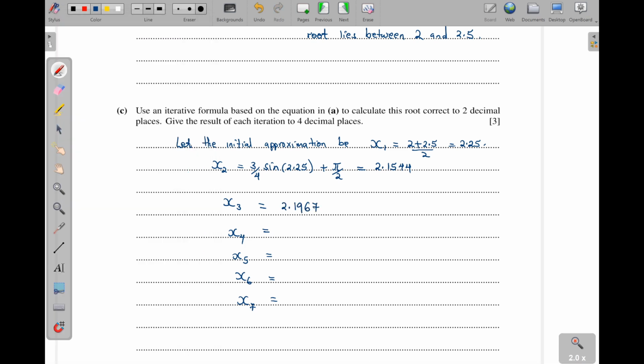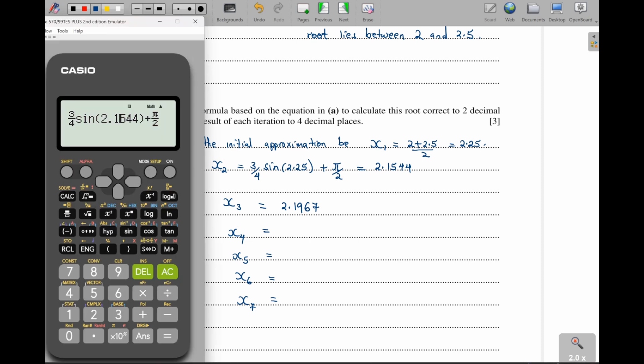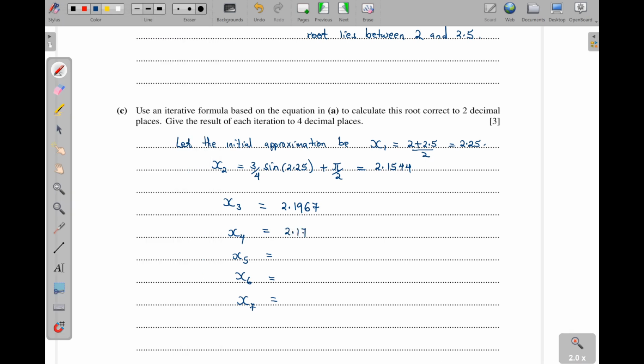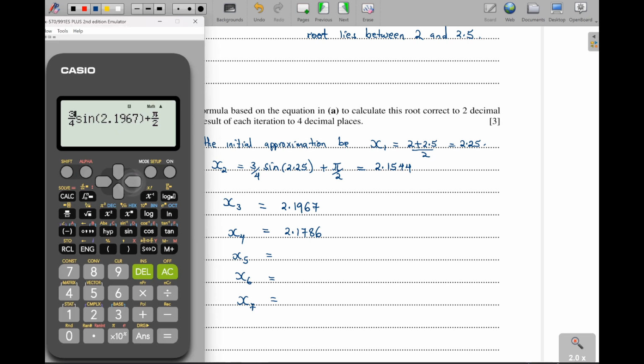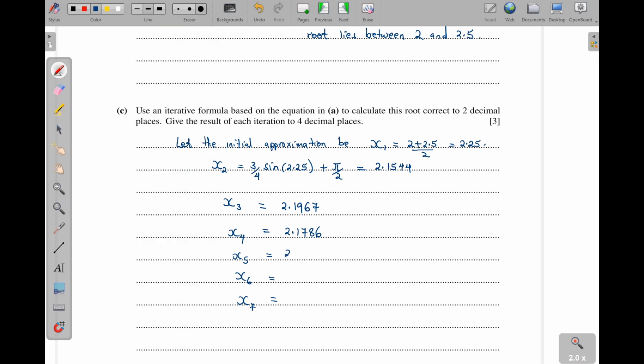Then the next one, putting in 2.1967, that is 2.1786. Maybe the next one, putting in 2.1786, this one is 2.1865.